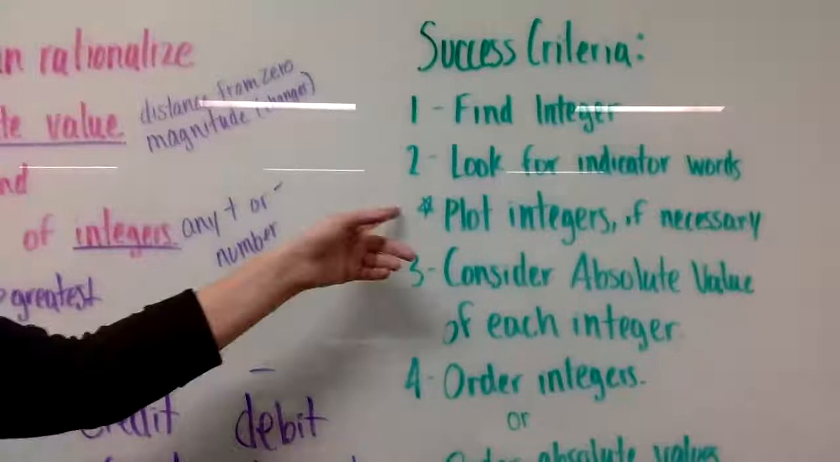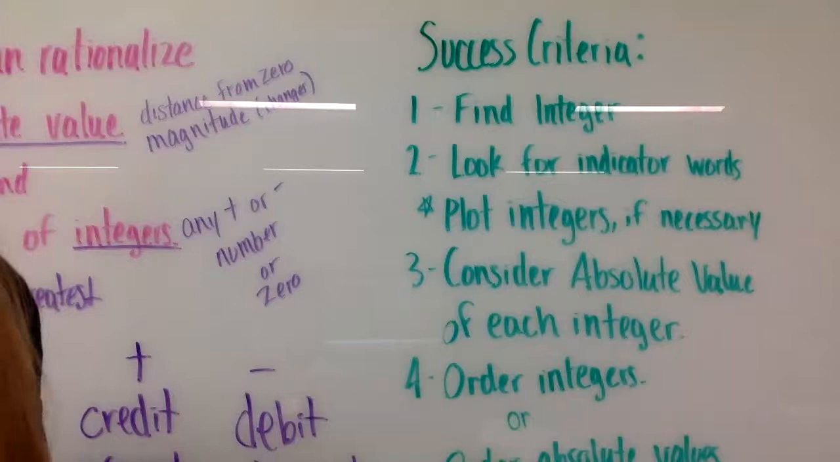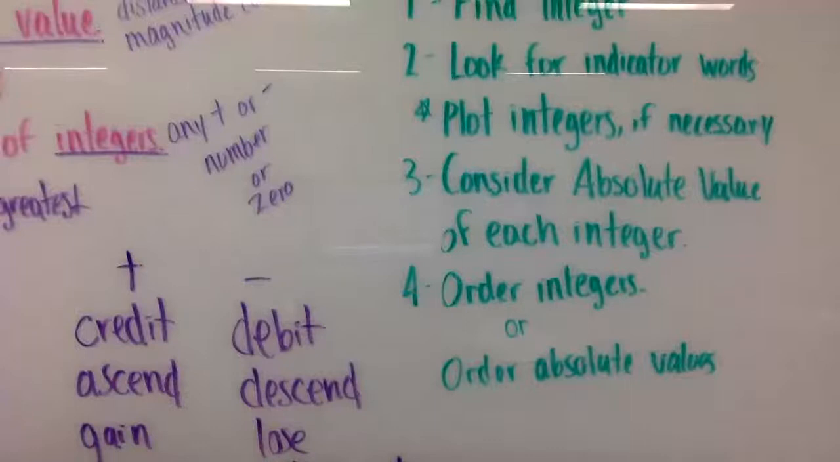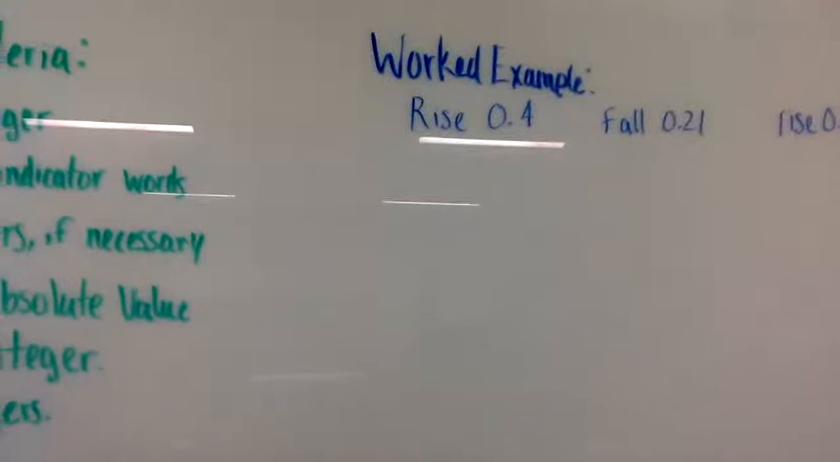Plot the integers if necessary. You have number lines that are printed out. Consider the absolute value of each integer, so that's the distance from zero. Order the integers, or sometimes it will ask you to order their absolute values. So let's move on to our worked example.